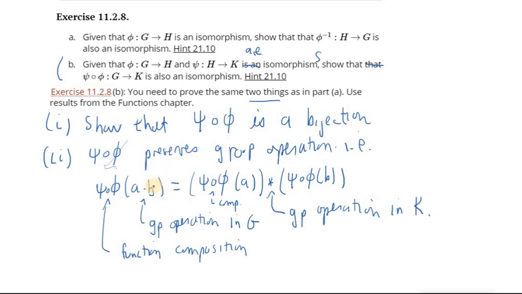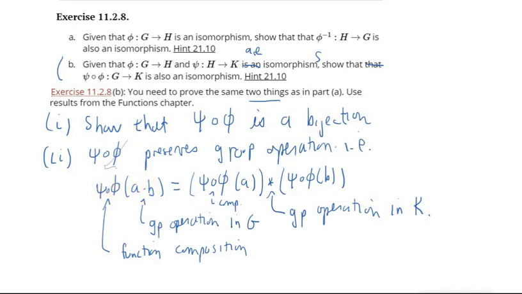All right? So what you're doing is you're taking A dot B, where A and B are both elements of G, and by means of psi composed phi, you're carrying that element over into K. And then you're saying that, okay, if I carry A over into K, and B over into K, and then operate using the group operation in K, I'll get the same result as if I take A, operate with B in G, and carry that result over.